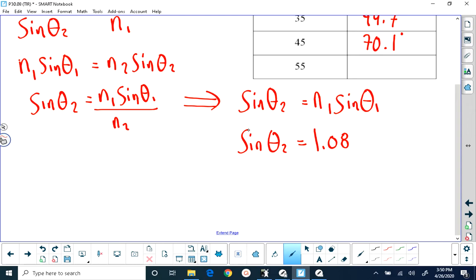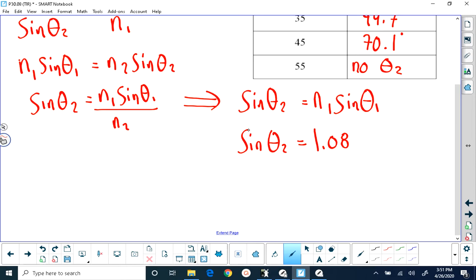The only way the sine of an angle can be bigger than 1 is if the opposite side is bigger than the hypotenuse. But the hypotenuse is the biggest side in a right triangle. So this is impossible, which means you get an error here. There is no theta 2. The light does not refract.